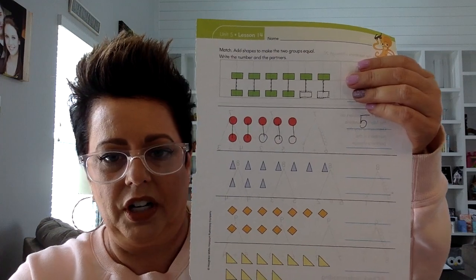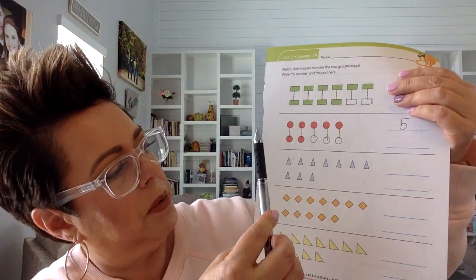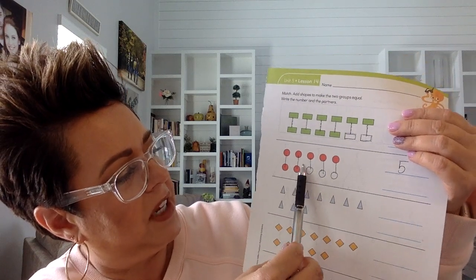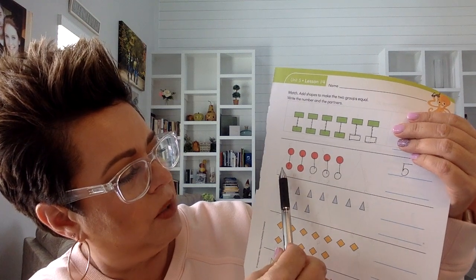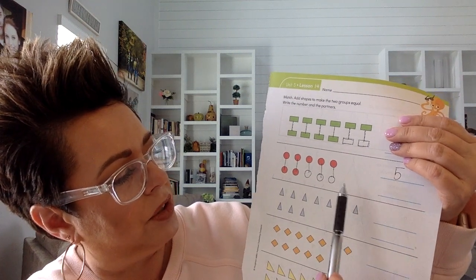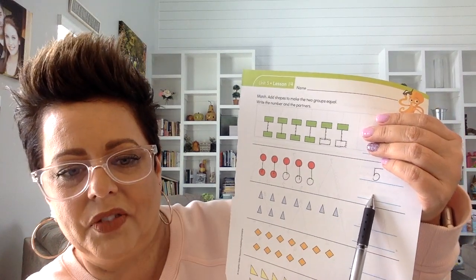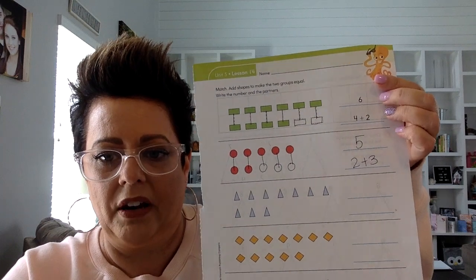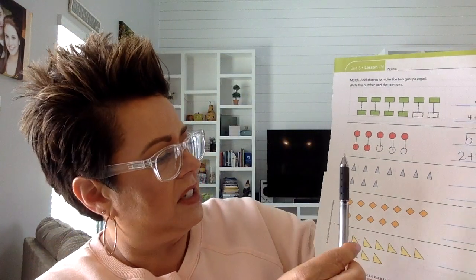So the picture is showing me 5 on the top. We're looking for the number partners of 5. There were 2 to begin with, and then we had to draw 3 more. So I know that 2 red circles plus 3 white circles equals 5 circles altogether. So I'm going to write 2 plus 3. That's my equation. 2 and 3 are number partners of 5. Let's go to the next one.